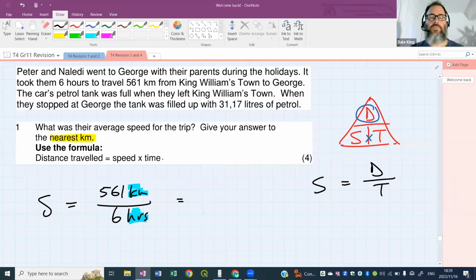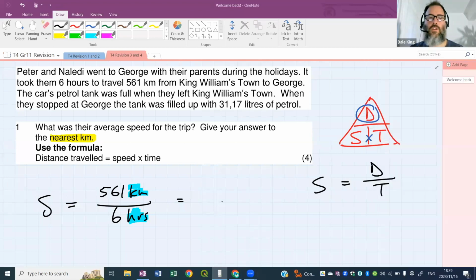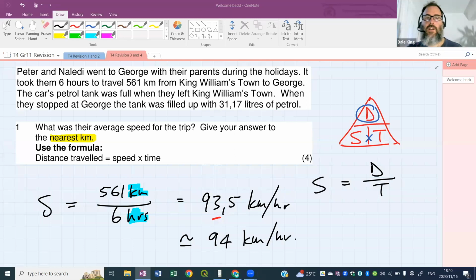All right. So let's go to the calculator. 561 kilometers, and this was done in 6 hours. So the average speed was 93.5 kilometers per hour. Is that what they want? Let's check. What is the average speed for the trip? Give your answer to the nearest kilometer. All right, so we're going to whole kilometers here. So we have to look at this 5, and this must be rounded off to 94 kilometers per hour. Okay. All right. You all getting that?